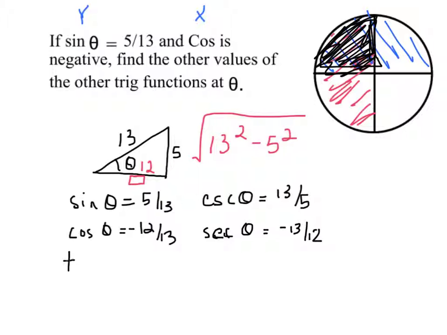Well, filling in the last bits of the triangle then, tangent, opposite over adjacent, it will also be negative because remember that tangent is defined as sine over cosine, and sine is positive, cosine is negative, positive divided by negative is negative. And cotangent is the reciprocal, cotangent of theta is equal to negative 12/5.